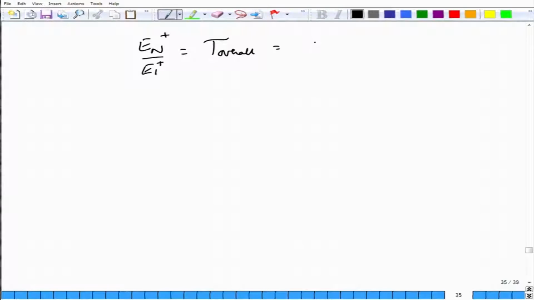This would be equal to what? 1 by A, because E1 plus is equal to A times En plus. Similarly, if you now want to find out what E1 minus by E1 plus is, which is the overall reflection coefficient, this would be equal to C by A, right. So, that is all that is there to this one.